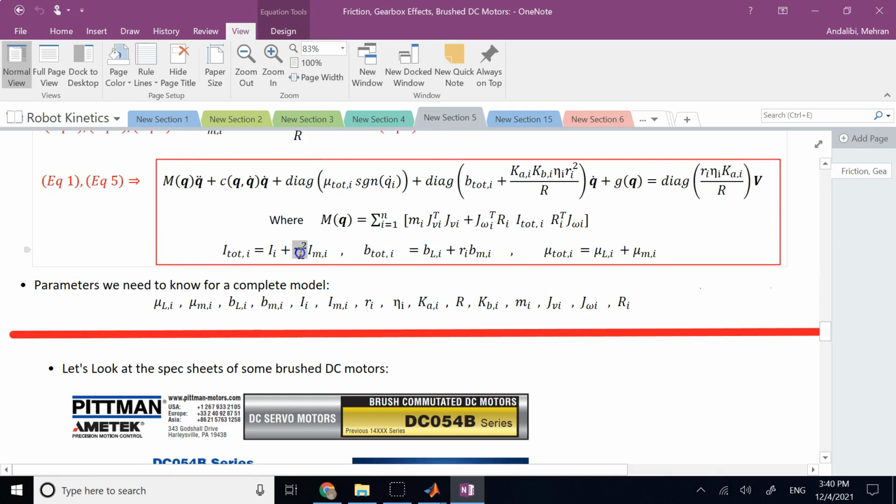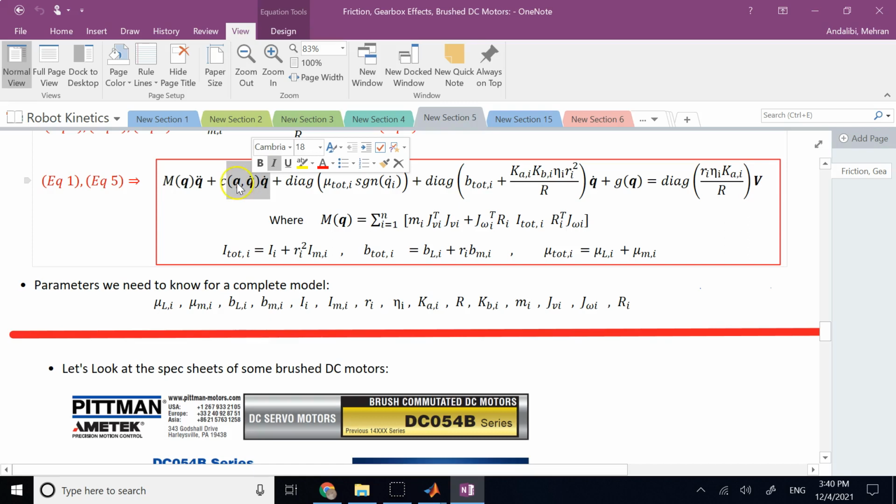So here the effect of the gearbox can really make this term, although this inertia of the motor is much smaller than inertia of the link, but when multiplied by a huge number r squared, the gearbox ratio squared, that term can actually be quite dominant. So if we do that, our D matrix becomes M matrix. We have not simulated that so far. We're going to do it today.